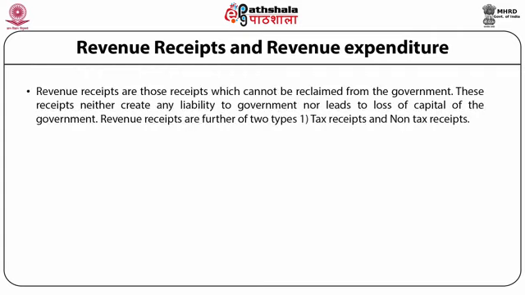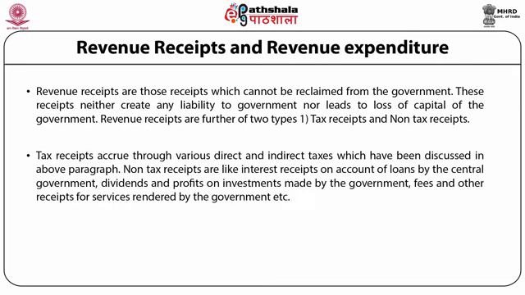Revenue receipts are those receipts which cannot be reclaimed from the government. These receipts neither create any liability for the government nor lead to loss of capital to the government. Revenue receipts are further of two types: tax receipts and non-tax receipts. Tax receipts accrue through various direct and indirect taxes, which have been discussed in our previous paragraph. Similarly, non-tax receipts are like interest receipts on account of loans by the central government, dividends and profits on investment made by the government, fees and other receipts for services rendered by the government, etc.